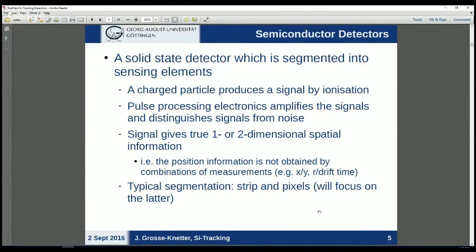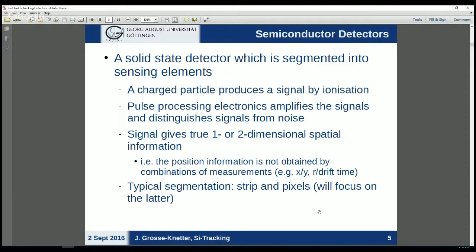Now, why silicon detectors? They are actually, as we will hopefully see in the course of the talk, well suited to this task, both high hit rates and radiation tolerance. So what is it in the first place? It's a solid state detector, which we can segment into sensing elements. I will tell you how that works. And this segmentation is crucial for the position information.